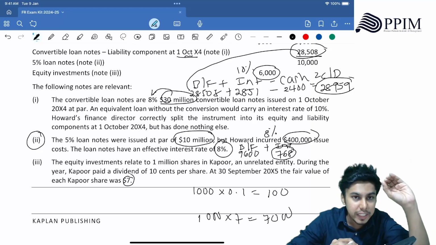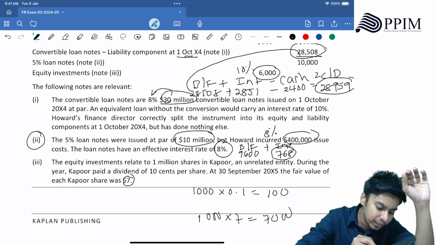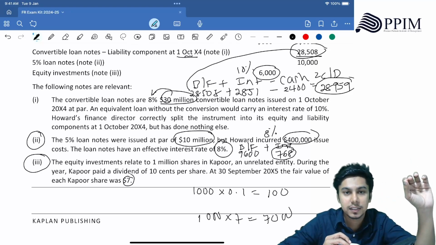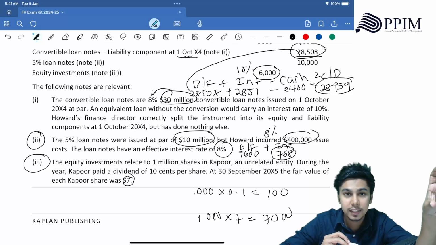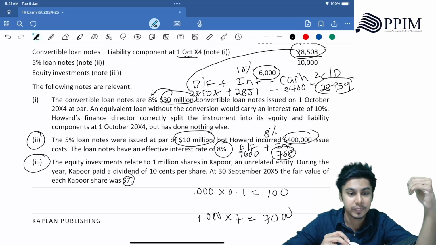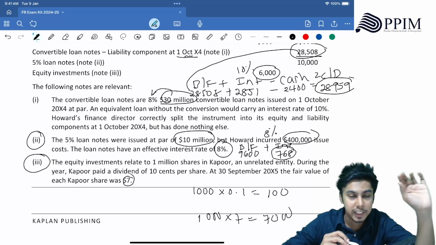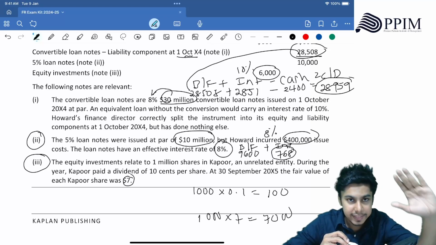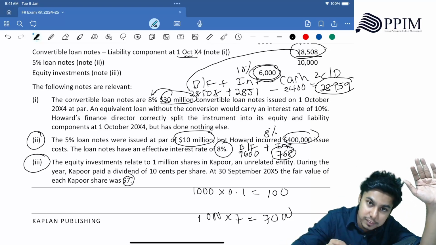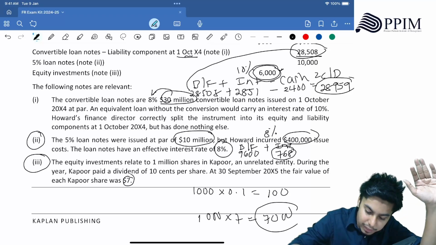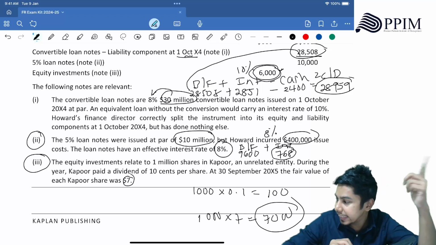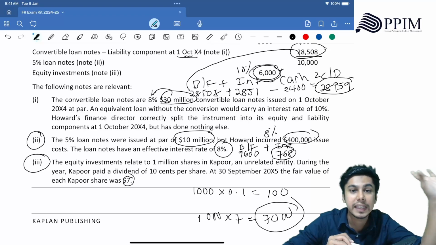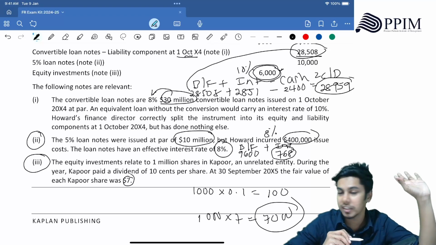For investments in equity, when the question is silent, we call it what? Default position. What is default position? If there is an issue cost, take it as an expense. Then check your cost, 6,000. Check the market value at the end. Any difference, you should take it where? Income, other income or investment income.